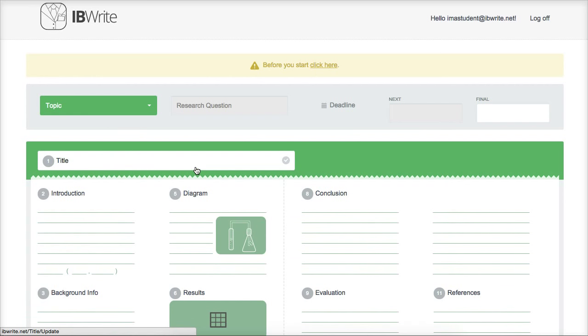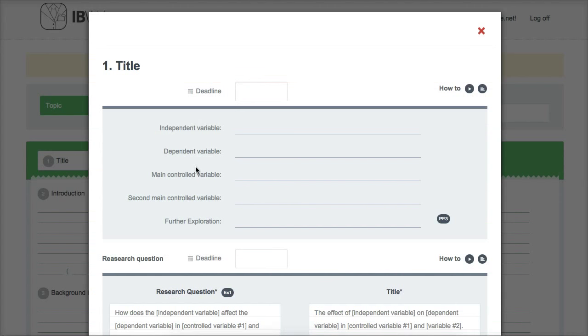Watanabe, Reece, and Polus explore the effect of body position on heart rate. Students are asked to complete stage 1 of the IBWrite planning template by identifying the independent, dependent, and controlled variables, as well as the further exploration in their investigation. Once finished, students use this information to provide a new title and a research question for the study.